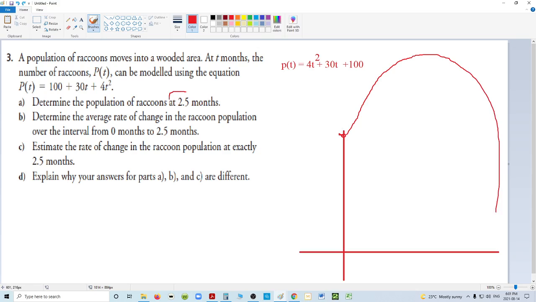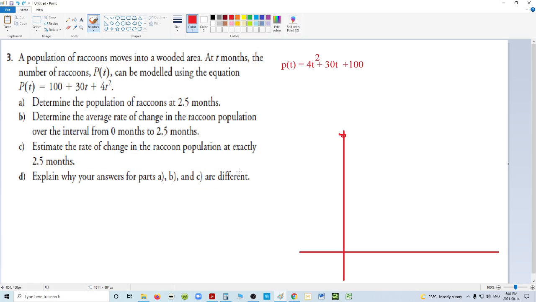So that means after 2.5 months, you'd punch in 2.5 into t. Determine the average rate of change between 0 months and 2.5. Estimate the rate of change of the raccoons in the population exactly at 2.5. Explain your answers for A, B, and C. Why are they all different?